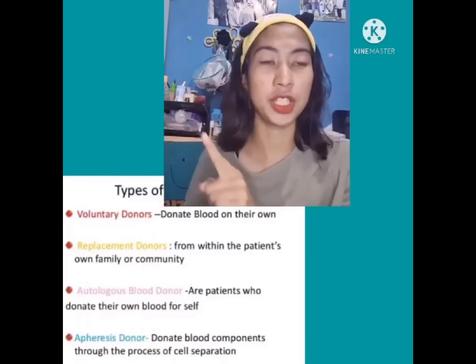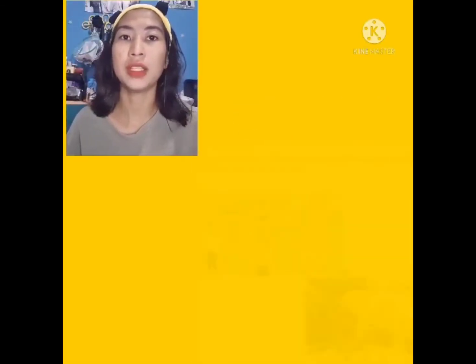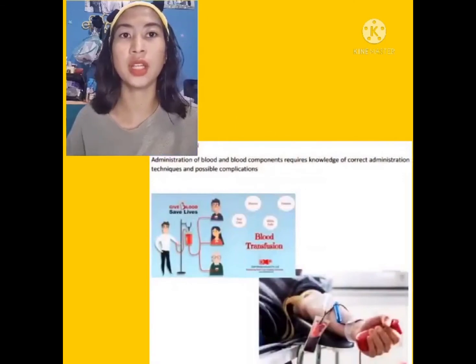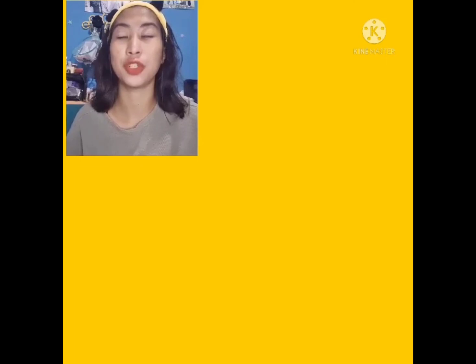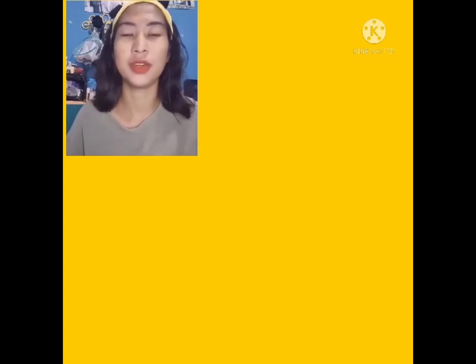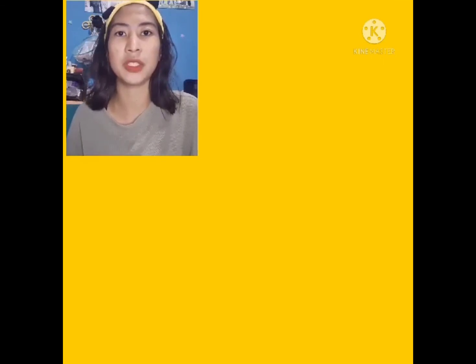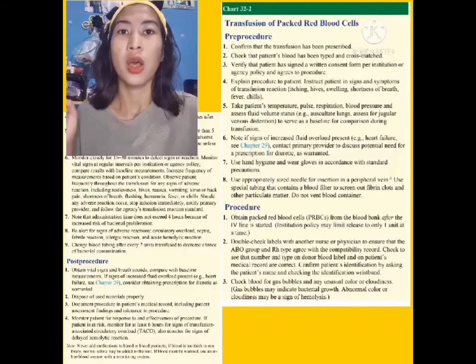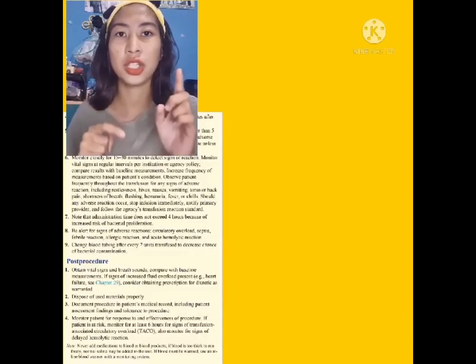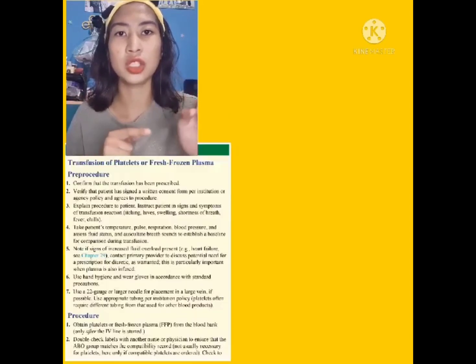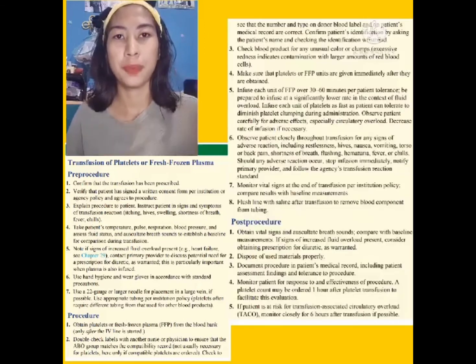The next topic is transfusion. Administering blood and blood components requires knowledge of correct administration techniques and possible complications. It is very important to be familiar with the agency's policies and procedures for transfusion therapy. The methods for each transfusion of blood components are presented in charts 32-2 and 32-3.